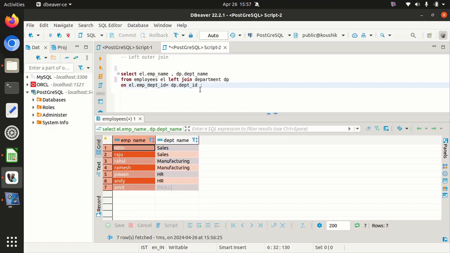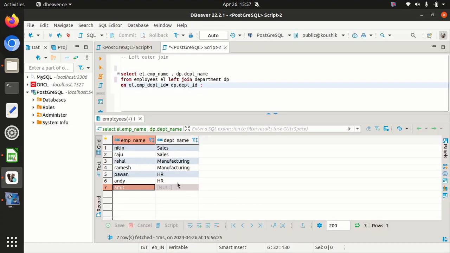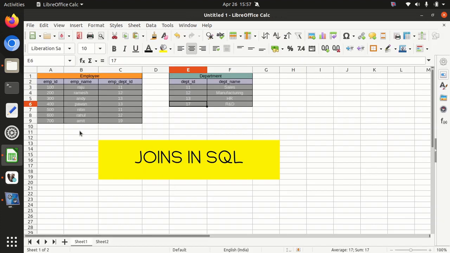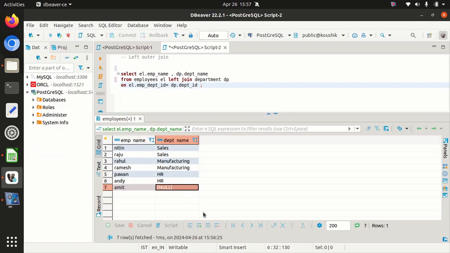Now coming to Amit. Amit doesn't have a department name. It's null. Why? Because Amit works in department ID 19 and there is no corresponding record in the department table for department ID 19. So that's why Amit's department is showing as null.